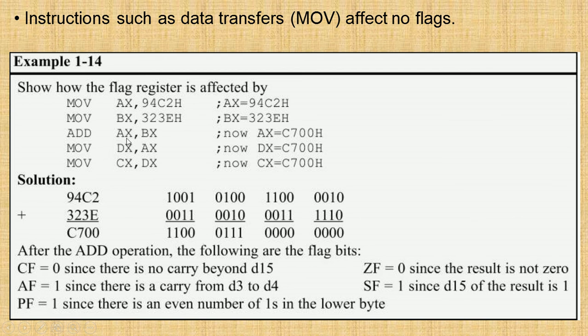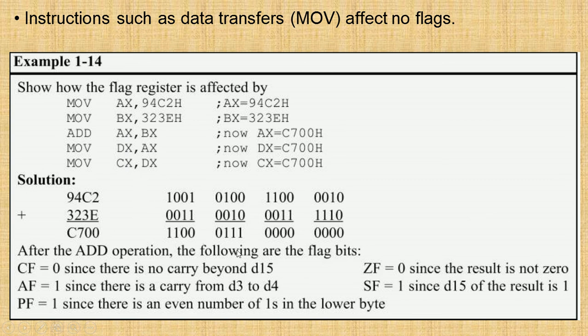But after addition, flags are affected. Here if you check the status after this, flag remains same. Yes, we can verify this. Understood this? That is, after data transfer, even if you transfer 94C2 to AX, no flags are affected. Moving 3A to BX, no flags are affected, means it retains the previous status as it is, no change. But after arithmetic, say addition operation, it is going to affect the flags. But after transferring AX to DX or DX to CX, no flags are affected.